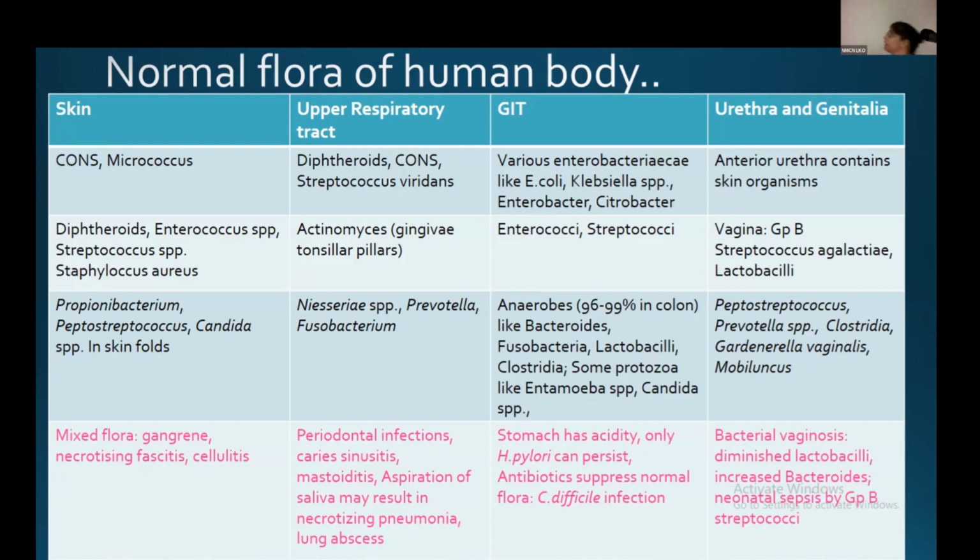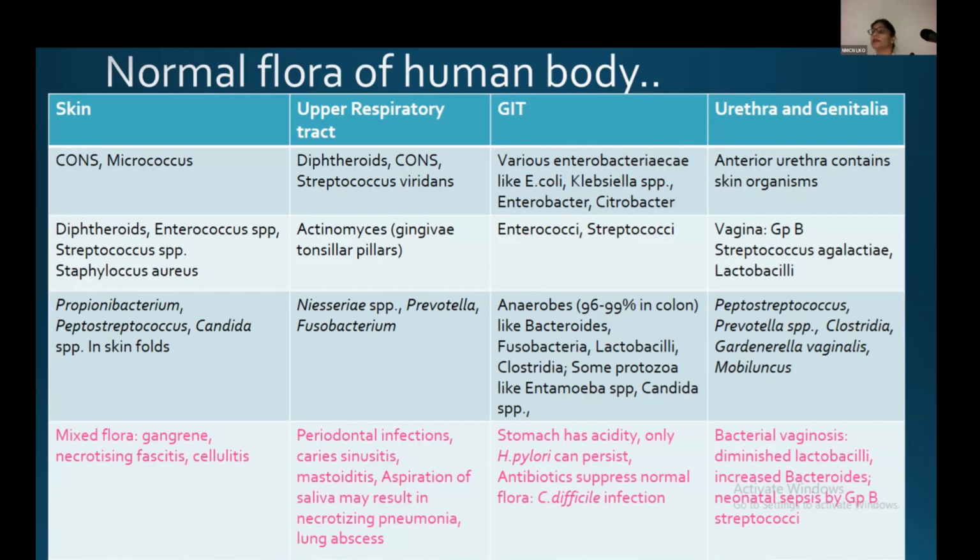Then urethra and genitalia. The anterior urethra is in continuation with the skin, so it has microflora containing skin organisms also. CoNS and diphtheroids, you must remember. Then vagina, it has group B streptococci, which is called Streptococcus agalactiae. Streptococcus agalactiae you must have heard of. It is a frequent colonizer of vaginal tissue in females, and it has been implicated in causation of neonatal sepsis, early onset meningitis.